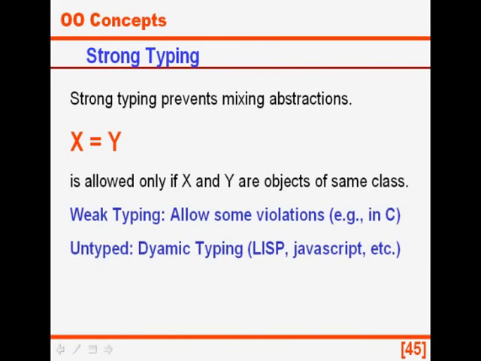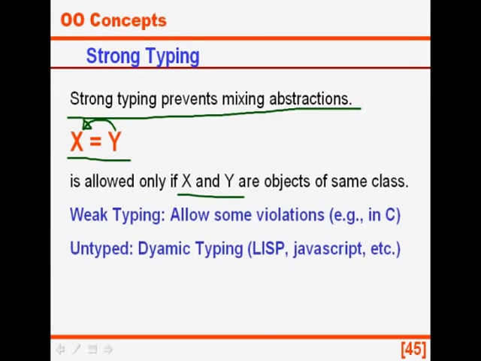Yet another very important feature of object-oriented programming is strong typing. Strong typing prevents mixing abstraction. This is the definition given by Grady Booch. What does it mean for us? Let's look at this simple statement: Y is assigned to X. This statement will be allowed in the language if and only if X and Y are objects of the same class. Otherwise, they are not allowed.